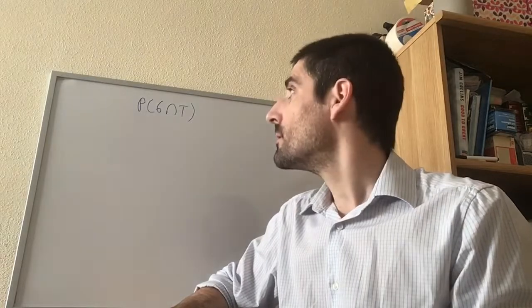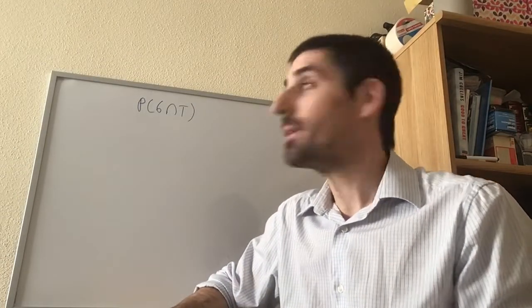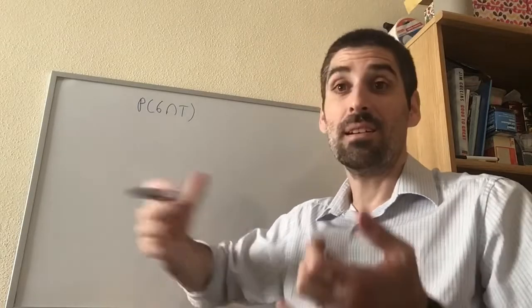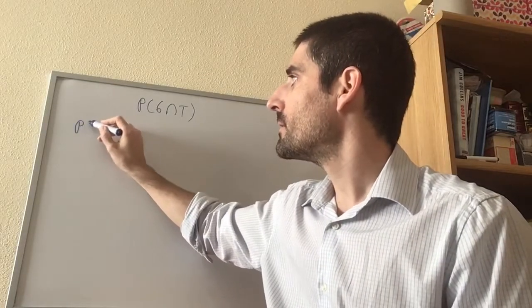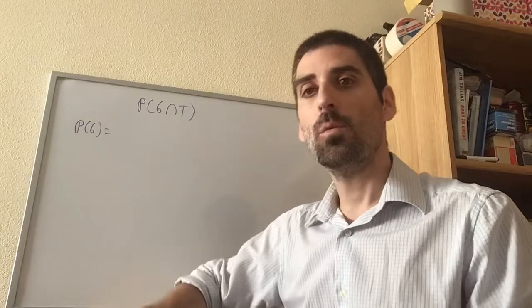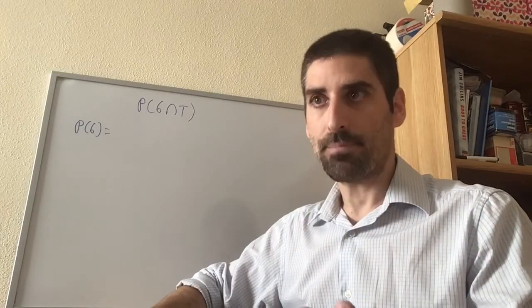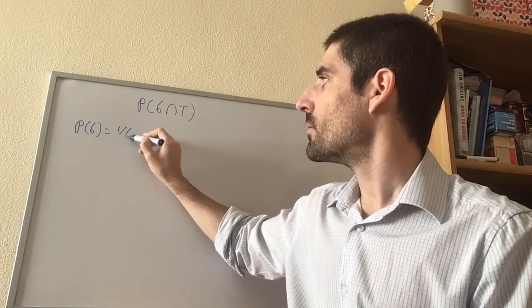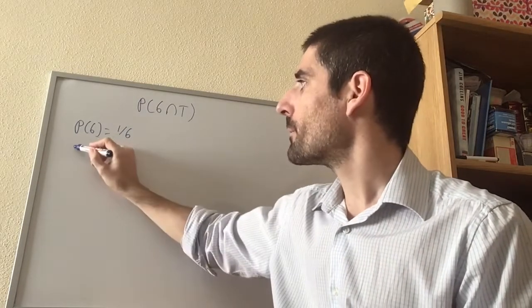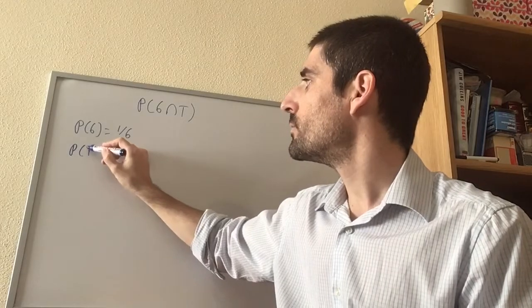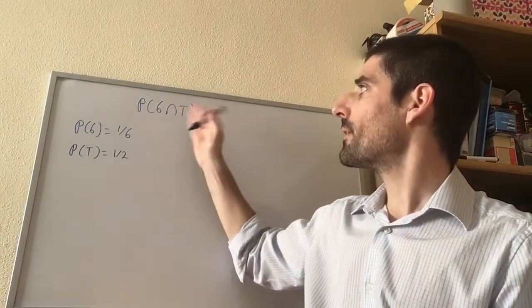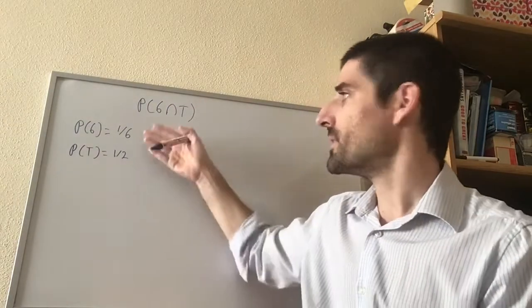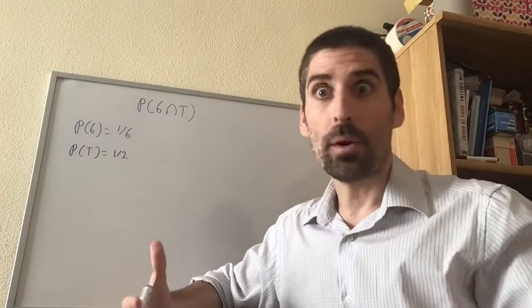Now that probability is going to be related to the probability of landing on a 6 and the probability of landing on tails. So my answer is going to have to be related to those two probabilities, isn't it? We know that on a normal dice, the probability of landing on 6 is 1 out of 6. Okay. And the probability of flipping my coin and getting tails we know is going to be a half. So the probability of landing on 6 and on tails is going to be something. We're going to have to do something with these two probabilities. What are we going to do?